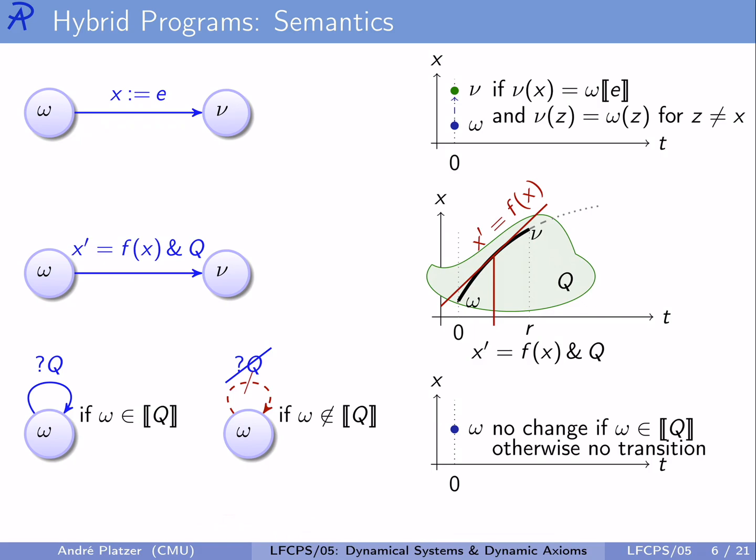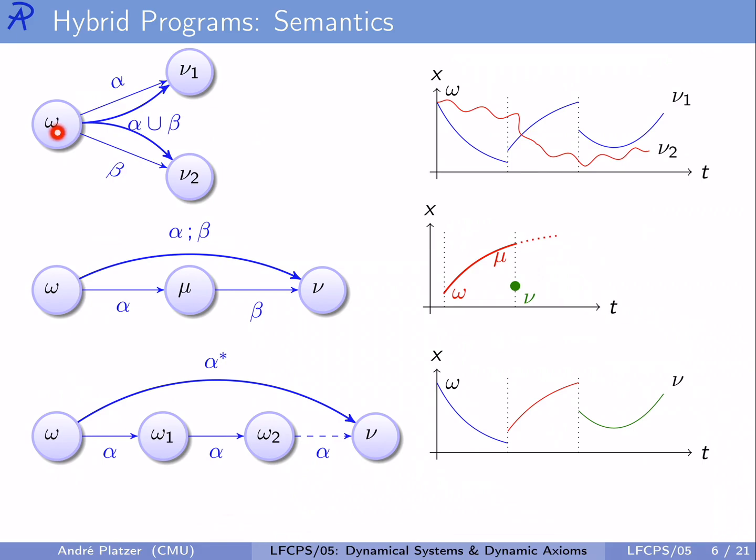The meaning and effect of a test is that we can stay in the current state if in the current state the logical formula that we're testing is true. Well, we cannot make any transition at all and not even stay in the current state if the current state does not satisfy the logical formula Q. In other words, we stay in place, but only if we pass the test.